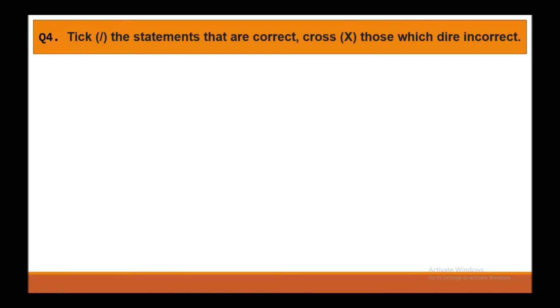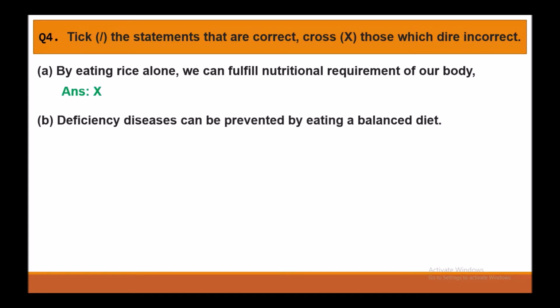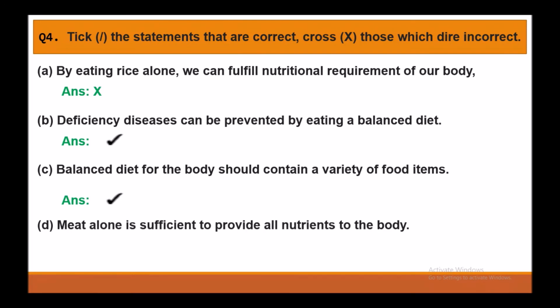Fourth question is, tick the statements that are correct and cross which are not. In that, the first statement is, by eating rice alone, we can fulfill nutritional requirement of our body. The answer is no. Deficiency diseases can be prevented by eating a balanced diet. The answer is right. We can prevent deficiency disease if we eat balanced and healthy diet. Balanced diet for the food should contain a variety of food items. True. Meat alone is sufficient to provide all nutrients to the body. False.